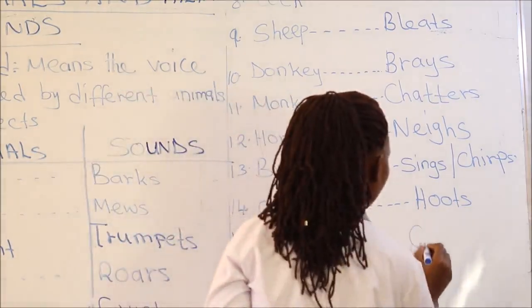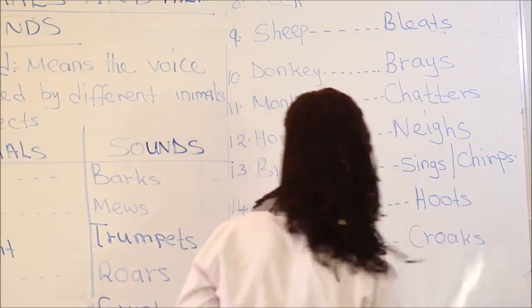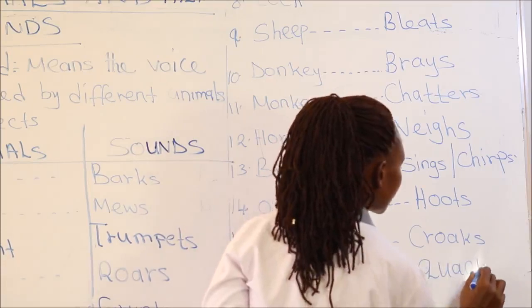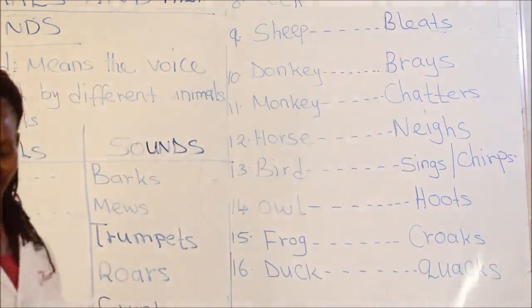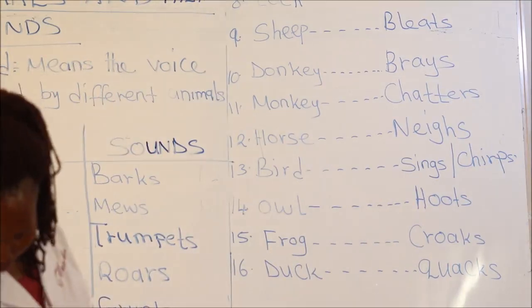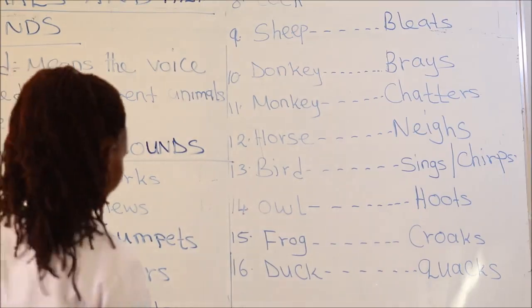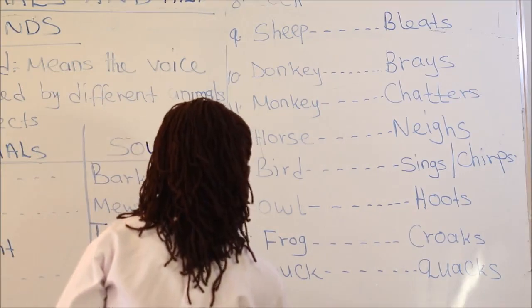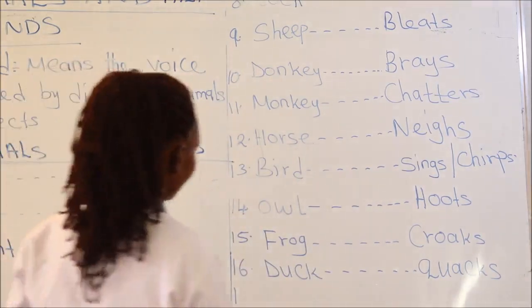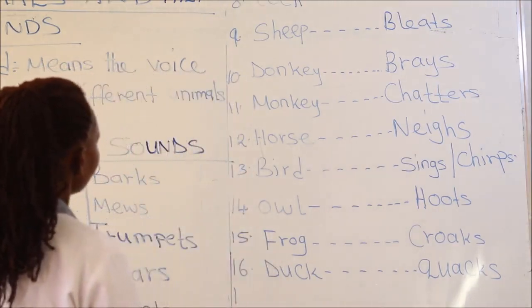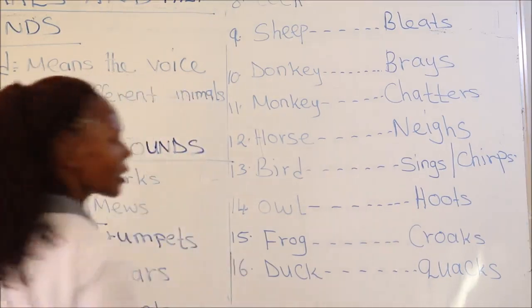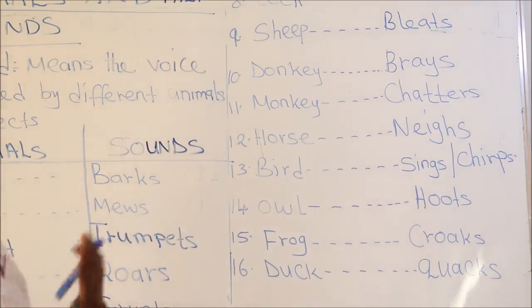A frog croaks, whereby a duck quacks. As we go on, adding animals, number 17. I think let's end there. These ones are animals and their sounds. The rest, you will find as your homework. You'll find more animals and their sounds.